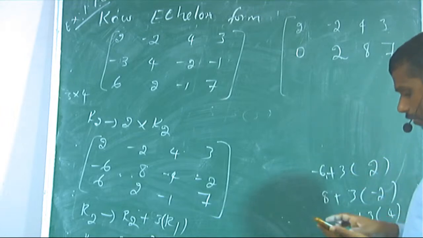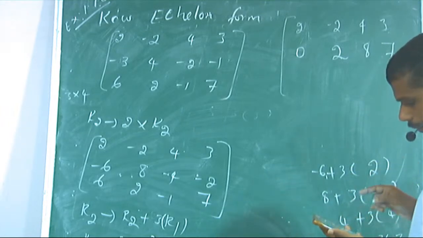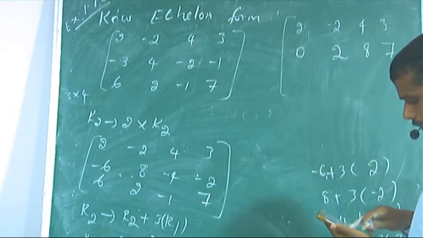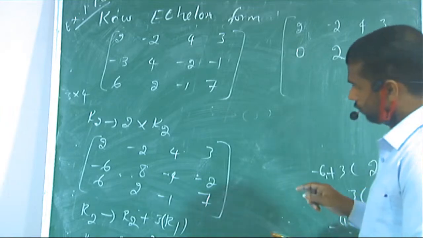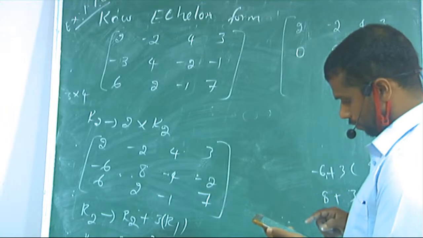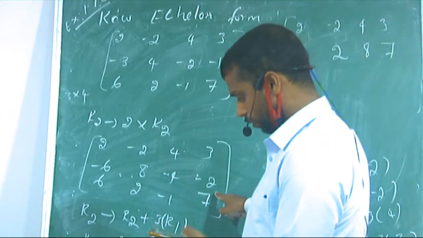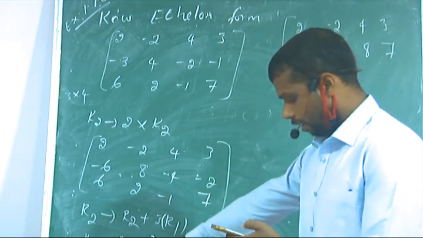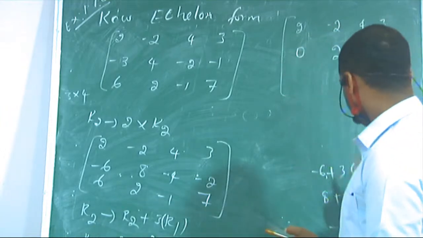Okay. Now the third row, what will happen? Third row, minus 3, 2, 8, 7. Now minus 6, 8, minus 4, minus 2. Then R2 comes back, 3 into R1, correct. R3 minus 3 into R1. So 0, 2, 8, 7. Next term.